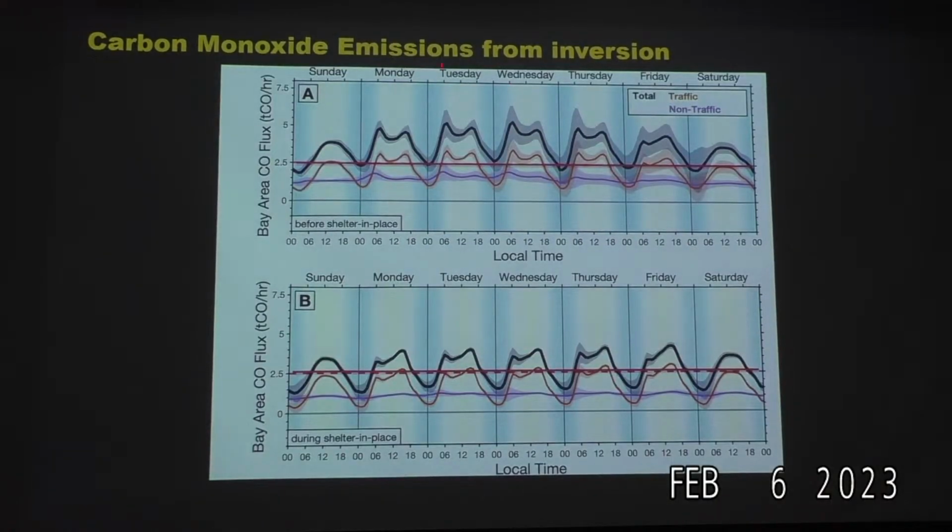And then just to show the other chemical, we did this for carbon monoxide. Here's a 2.5 tons of CO red line. You can see the traffic in orange here is mostly above that, and then it's mostly below that marker after.